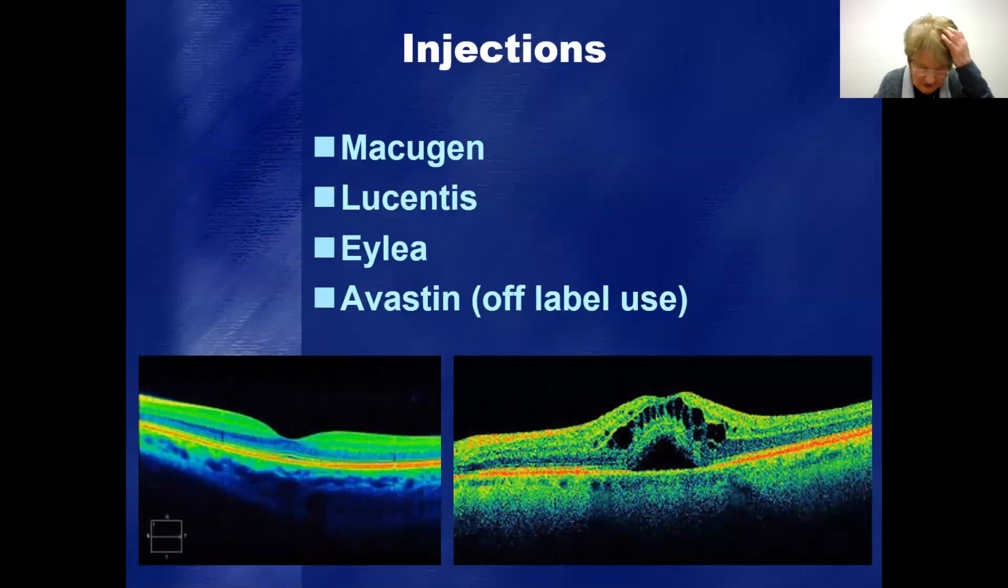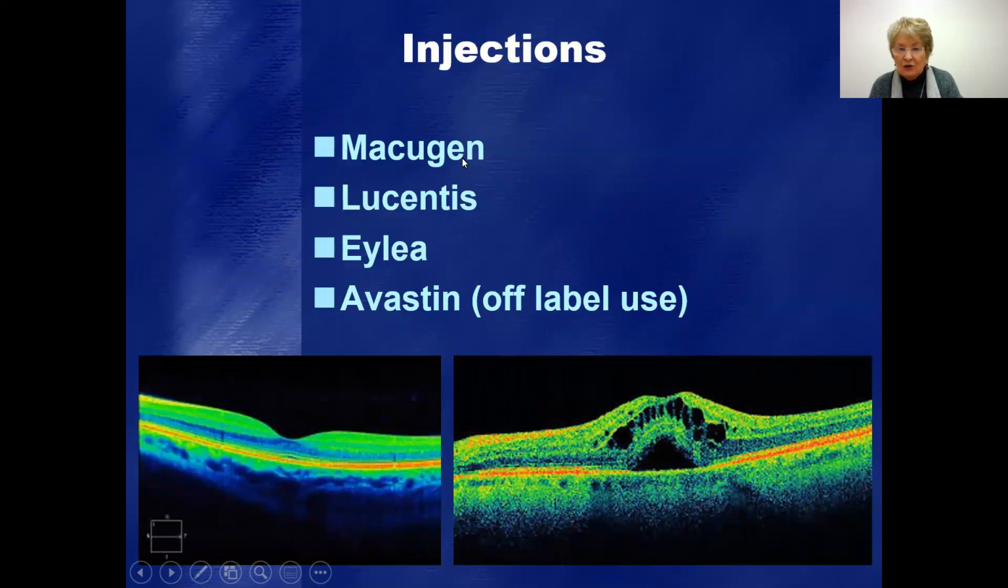Some of the injections that they use today are anti-VEGF injections: Macugen, Lucentis, Eylea, Avastin, which was an off-label use of the drugs. This drug, Avastin, was actually used for colon cancer treatment, and it was discovered that it would also be a good treatment for macular degeneration. The reason that it's used a lot is we can provide that to a patient for a very minimal cost.